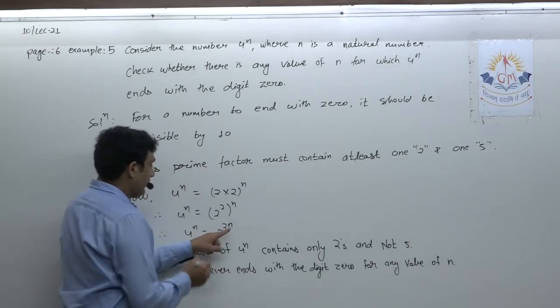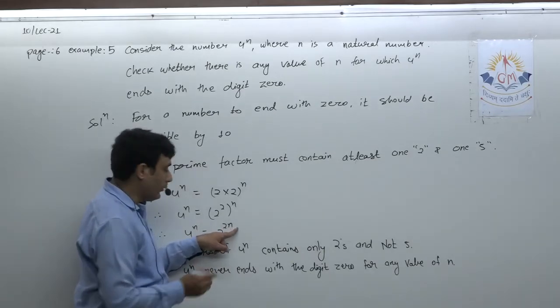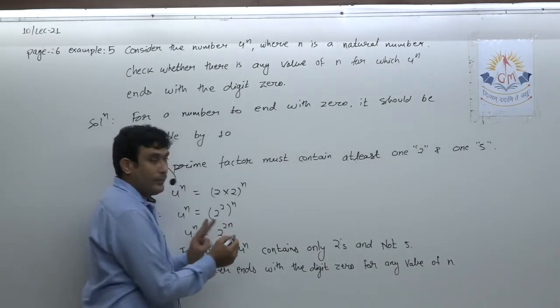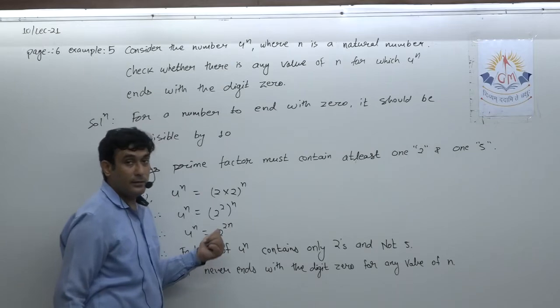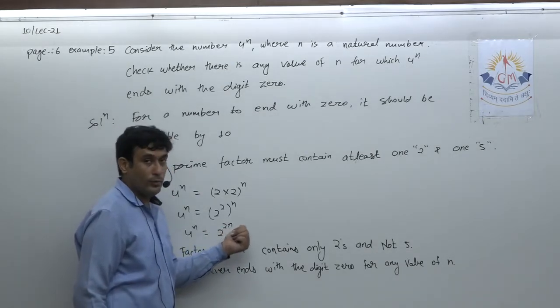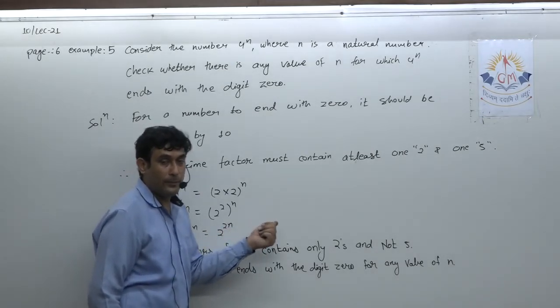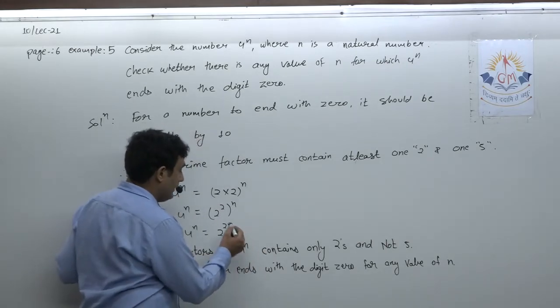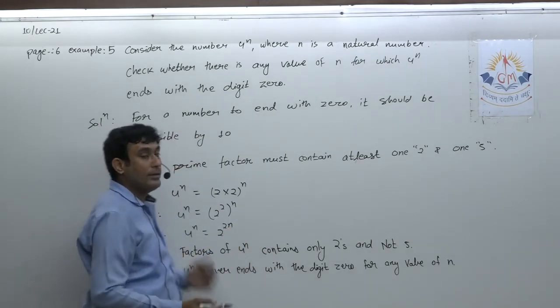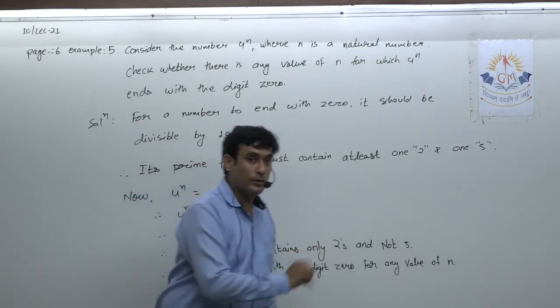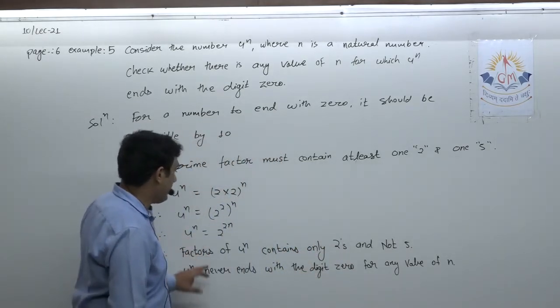See, if I put small n equal to 1, it will be 2 raised to 2, that means 2 times 2. If I put n equal to 3, it will be 2 raised to 6, then it means it contains 2 into 2 into 2 into 2, that means 6 times 2 in multiplication. If I put n equal to 4, then it will be 2 raised to 8, that means there will be 8 2's in its factor.